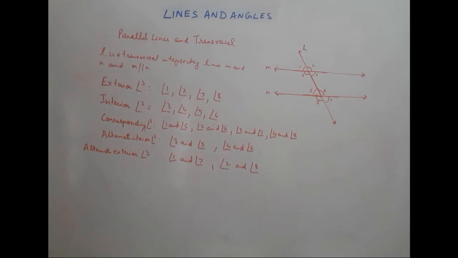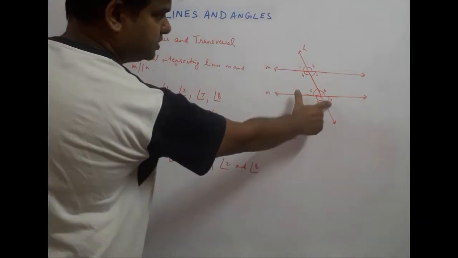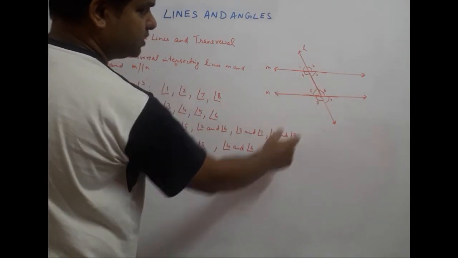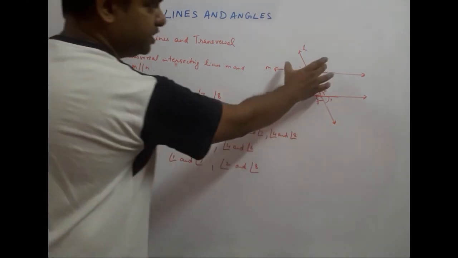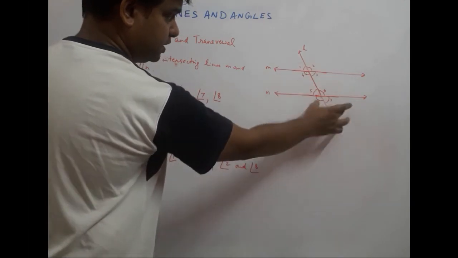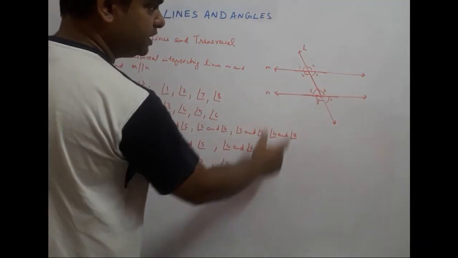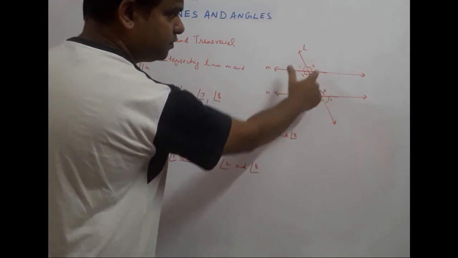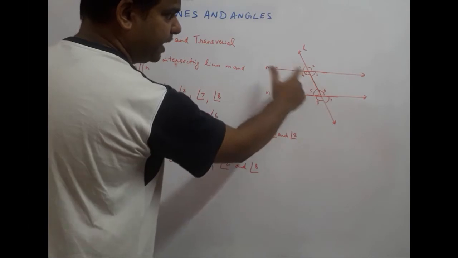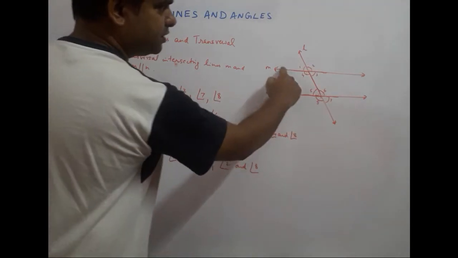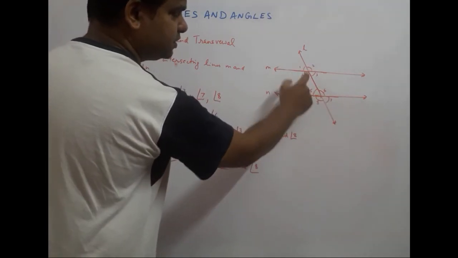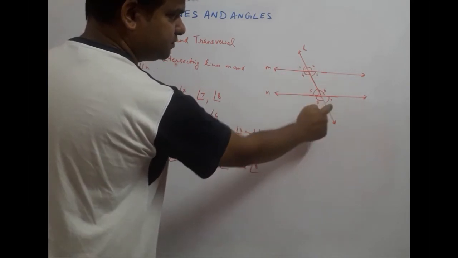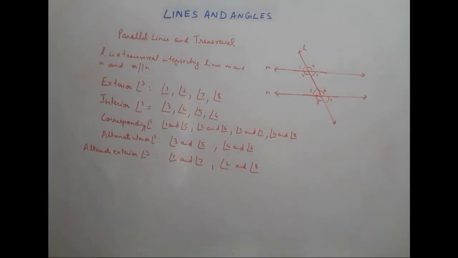Next we have alternate exterior angles formed between angle 1 and angle 7, angle 2 and angle 8. So when it says exterior, it means you only have to look at exterior angles. These are your exterior angles. And alternate means they should be in opposite form, that is forming X. Here they are in Z fashion. Here you can say they are in X fashion. Got it? So these are alternate exterior angles.